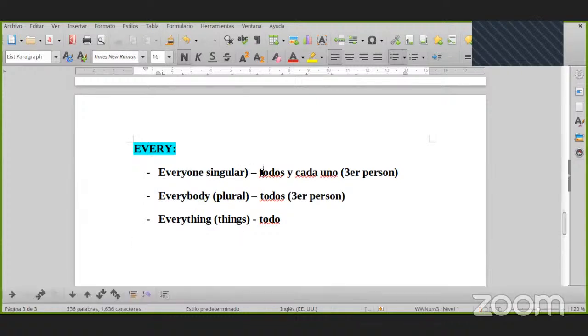Singular, todos y cada uno. That is the meaning of everyone. Todos y cada uno. Everybody, todos en general. Todos. Es como decir todos los que quieran, por ejemplo. And everything, todo, when we talk about things. Okay, so that is about the indefinite pronouns. Maybe. Do we have some question?